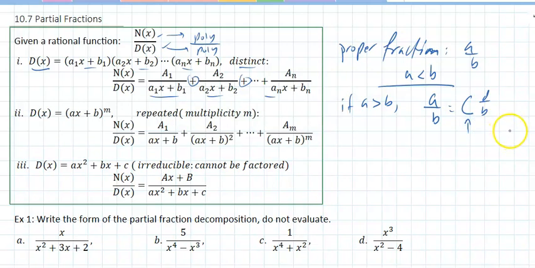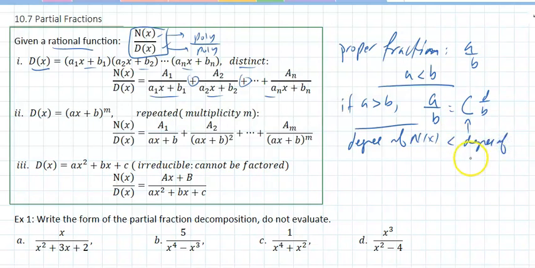So, as far as rationals are concerned, we consider a rational function to be proper if the degree of n of x is less than the degree of d of x. And here, to get this, you would divide a by b to figure out what c is. And here you would divide as well. We'll talk about that when we get there.